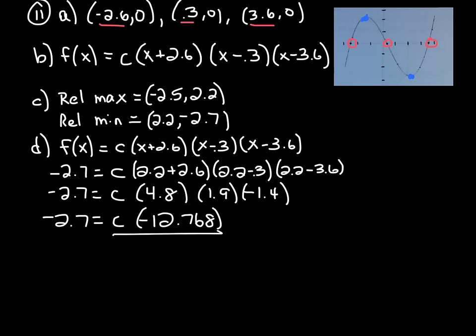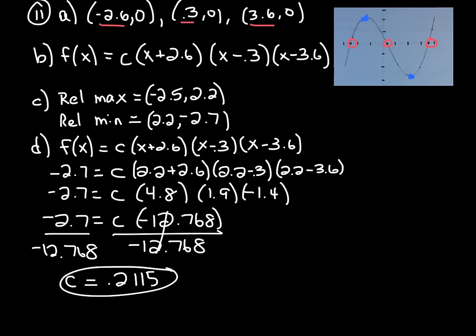So anyway, let's just divide both sides of the equation by negative 12.768. And when we do, to the nearest 10,000th, which is 4 decimal places, I get 0.2115. Now, keep in mind, your answer may not be exact to this because we had to do lots of rounding and lots of estimations throughout the problem. So as long as you have something fairly close, then you're fine.